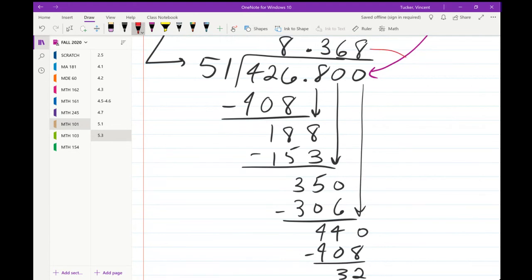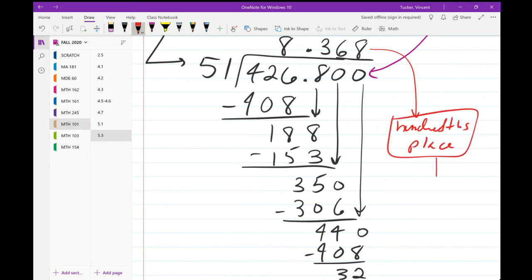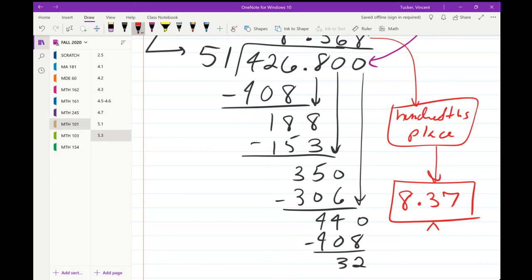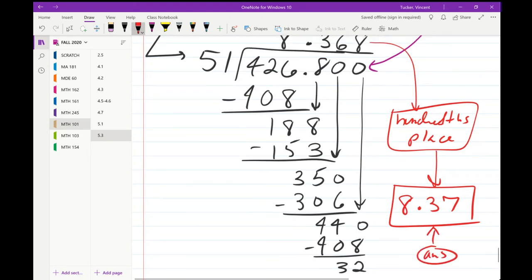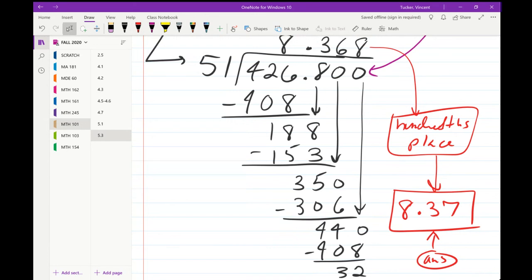All right. So don't forget, we want to round to the hundredths place. So that's going to be 8.37 as an answer. Any questions?